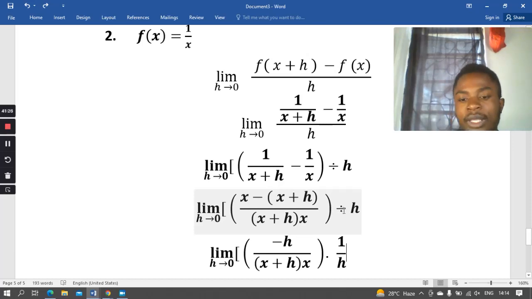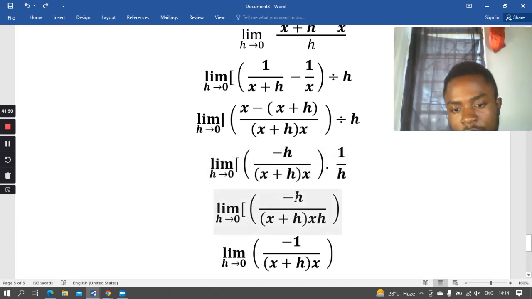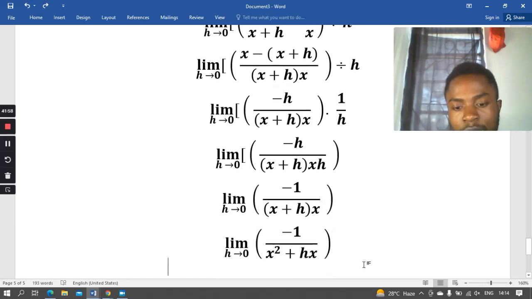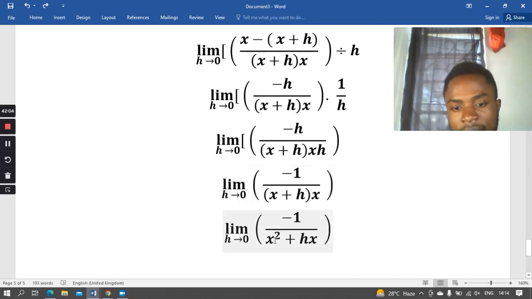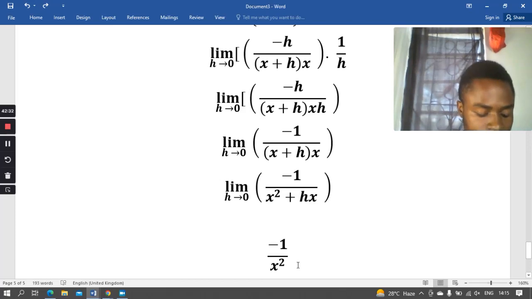Then for this one, because it is divided by, it will change into multiplication. The times here is just standing for multiplication. So we can multiply h times the denominator, and this will give us that. If you look at h on top, h down, the h can cancel. So we are left with what is down there: x times x is x squared, x times h is hx. Because we are saying limit as h approaches 0, where there is h, you put 0. So you have negative 1 over x squared plus 0. Your expression will be that, and that's the answer. Have you understood now?